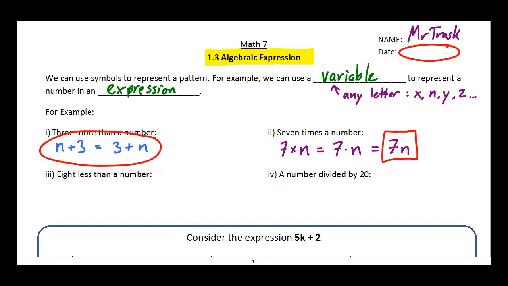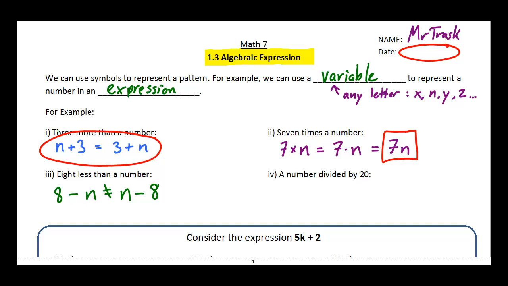Okay. So let's look at something a little bit trickier. 8 less than a number. Well, you might be looking at this and saying, okay, that looks to me like 8 less than a number. I'm going to think of that as being 8 minus n. But you might also think, well, hold on a second, maybe it's a number and I'm going to minus 8. And we're not really sure which one of these is correct. The thing to recognize is that those are not the same thing.